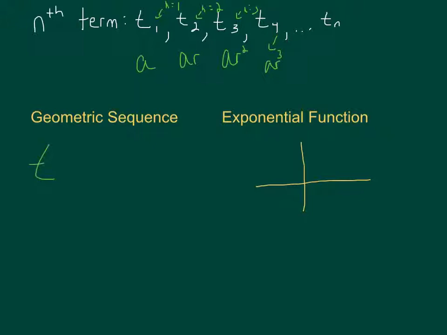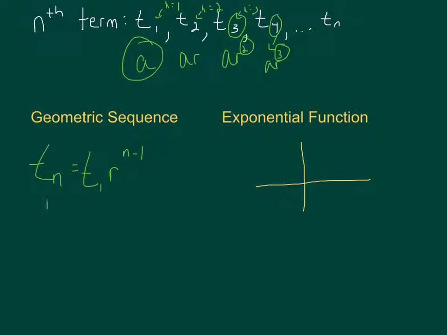The geometric sequence formula for the nth term is always equal to your first term, which in this case was A, I'll put T1, times R, but R is always raised to some power. For the fourth term, it was raised to the third power. For the third term, it was raised to the second power. So it's raised not to the n power, but to the n minus 1 power. That's your formula for a geometric sequence.